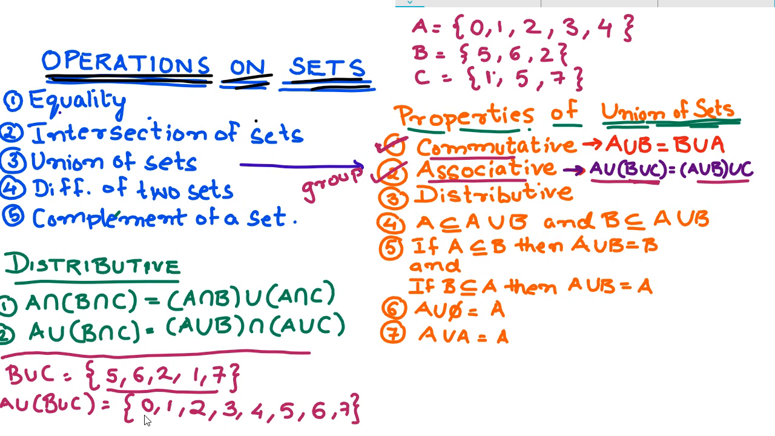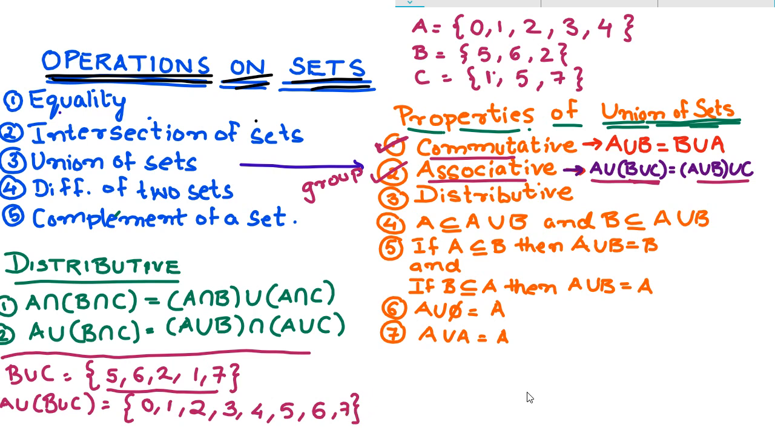So we have combined A union of B union C, which gives us 0, and 1 being a common element, it is put only once. 2 is also a repeated element, so we put it only once. Then we have 3, 4, and we have 5, 6, and 7.